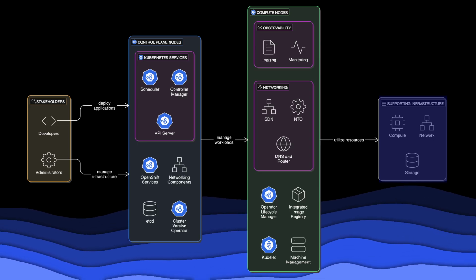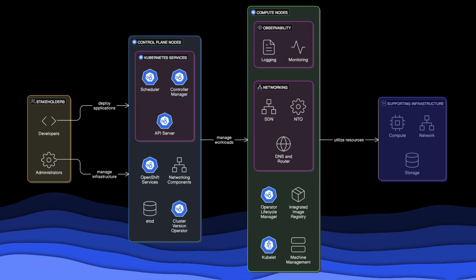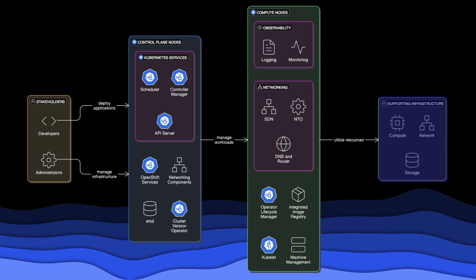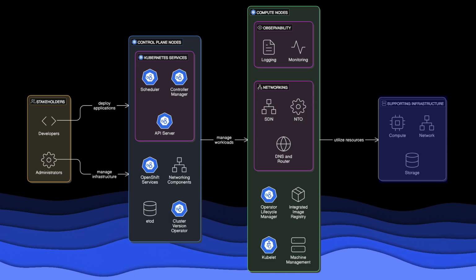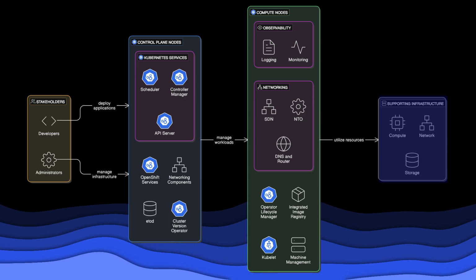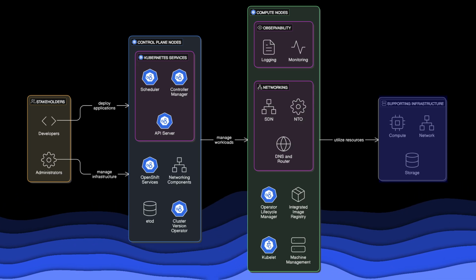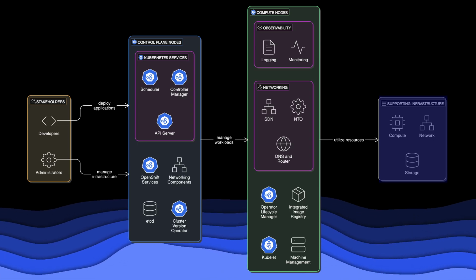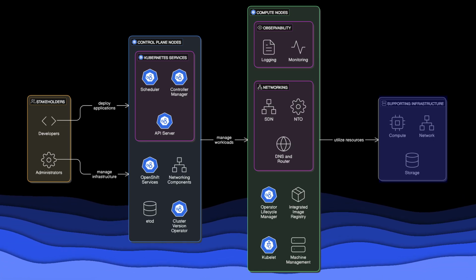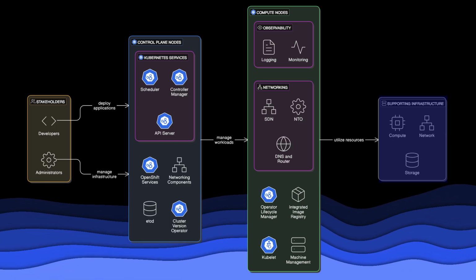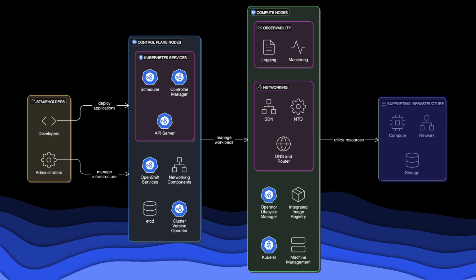All right. So this has been a really great overview of the OpenShift architecture. To sum up what we've talked about, we have the control plane, which is the brain. We have the compute nodes, which are the muscles. And then we have the underlying infrastructure, which is the foundation. And all of those things work together to create this platform that can run applications.